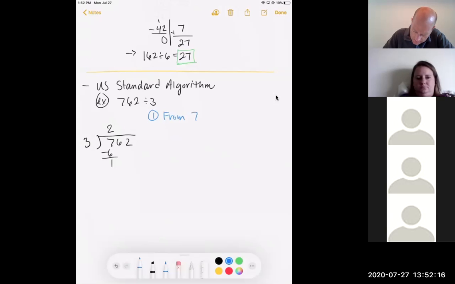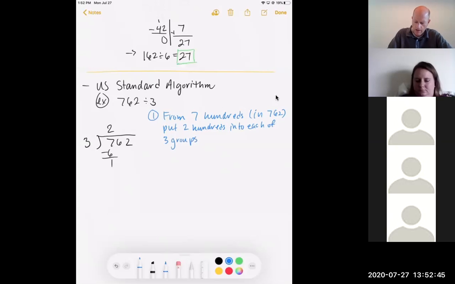From 700s, in the 762, we're going to put 200s into each of the 3 groups. And so that's where the first 2 comes from. So we're going to draw an arrow here. That's why there's a 2 there. We've taken 200s from our 700s and put them in each group.